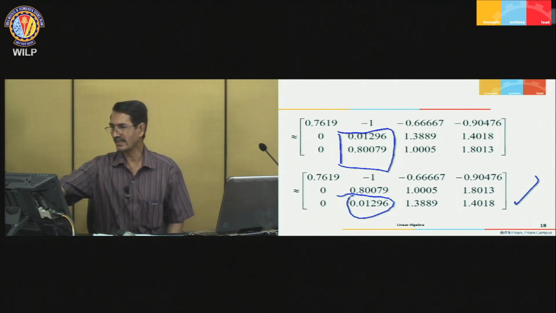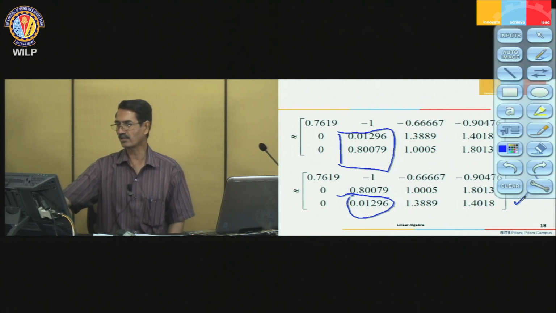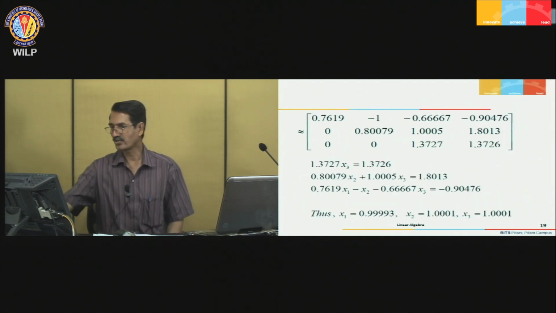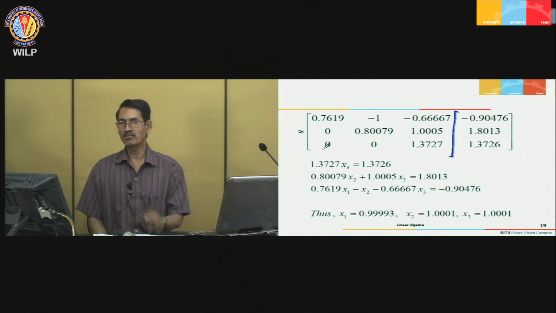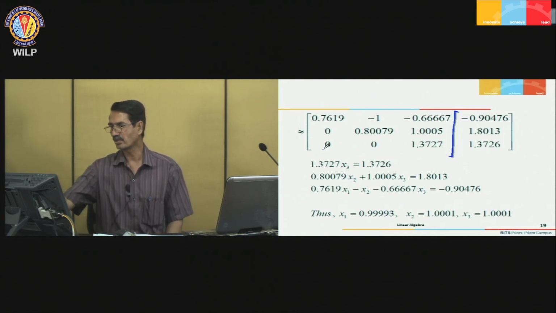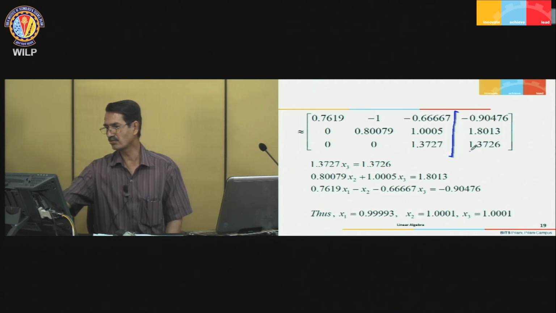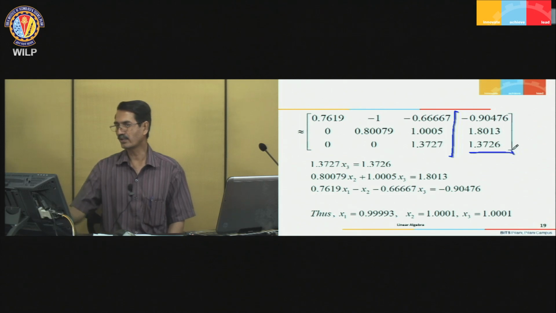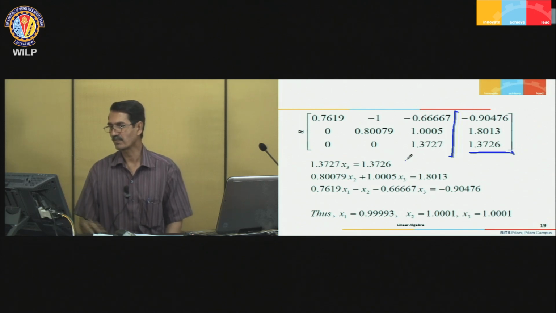In this way, the matrix A has been converted into an upper triangular matrix. Look at here, this is the matrix A, now in upper triangular form. Then use backward substitution. Backward substitution means 1.3727 into x3 is equal to this quantity. Therefore, x3 is calculated from here.